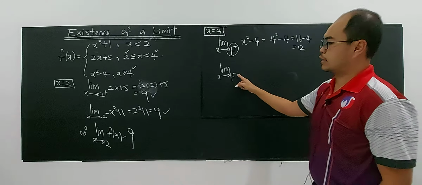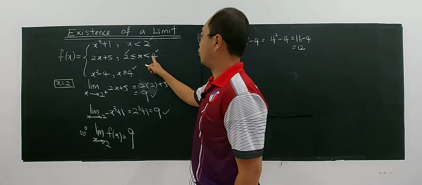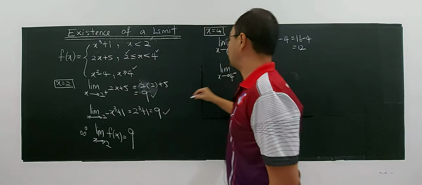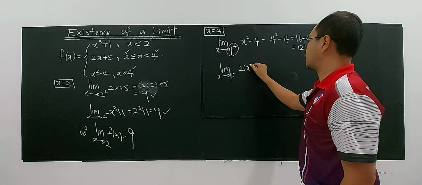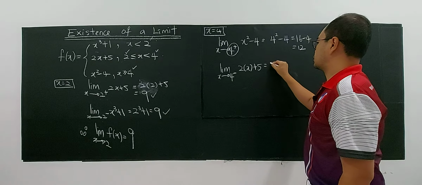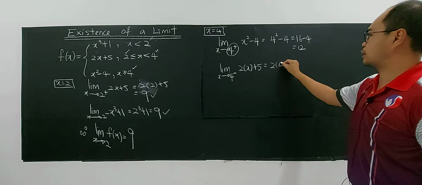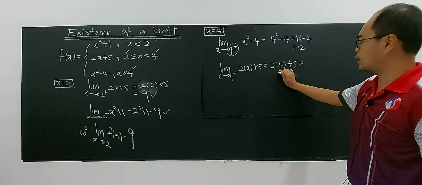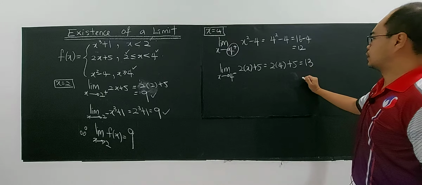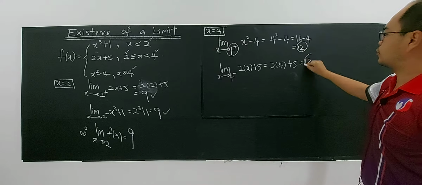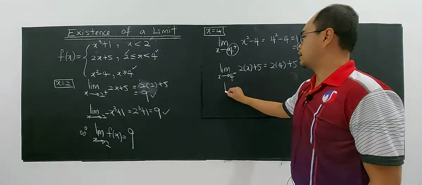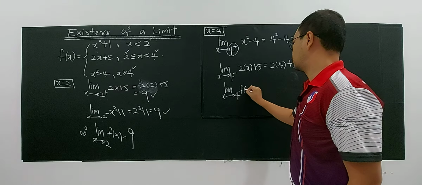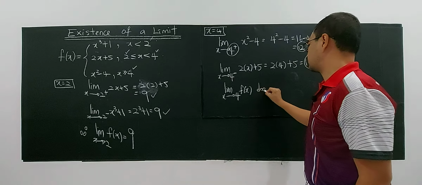How about the left hand limit? The left of 4, x less than 4, is 2x plus 5. You substitute x with 4: 2 times 4 is 8, 8 plus 5 gives you 13. You see that the value is different. So it means that the limit as x approaches 4 does not exist.